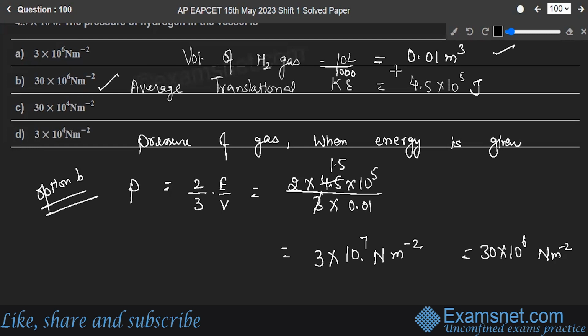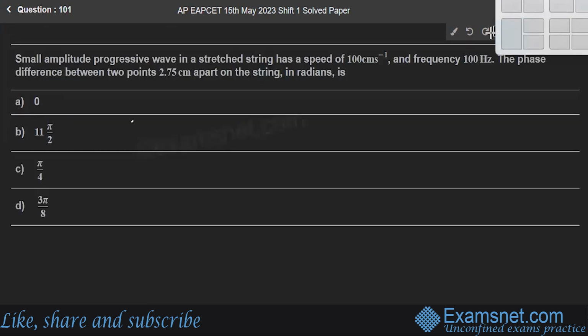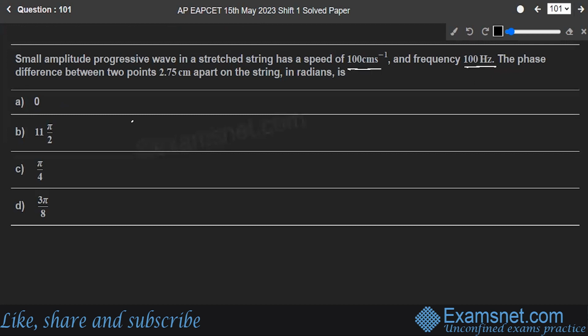Hope you got that. Let's move to the next question, number 101. The small amplitude progressive wave in a stretched string has a speed of 10 centimeter per second and the frequency of 100 hertz. The phase difference between the 2 points this centimeter apart on the string in radians is. You have the wave speed as 100 centimeters per second. Let's convert into SI units. So 1 meter per second. Frequency is 100 hertz.